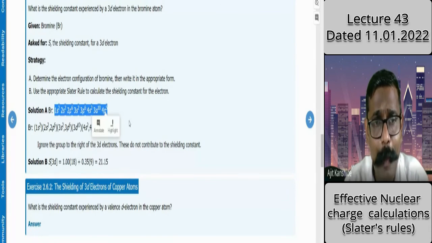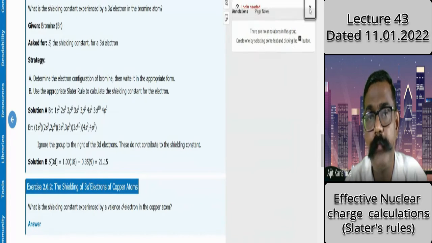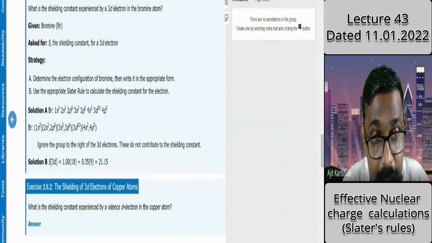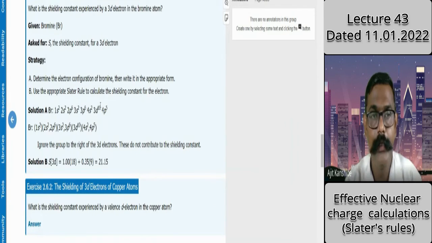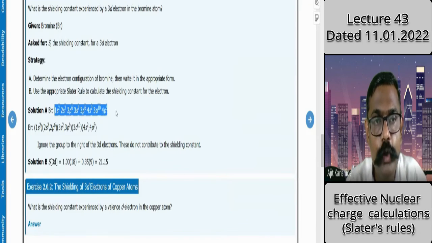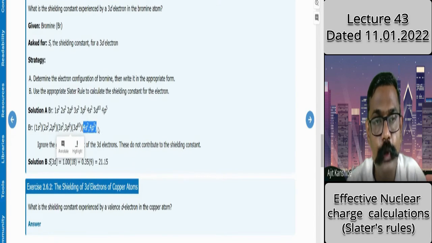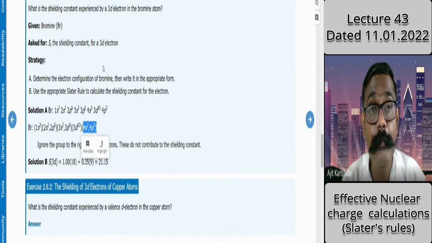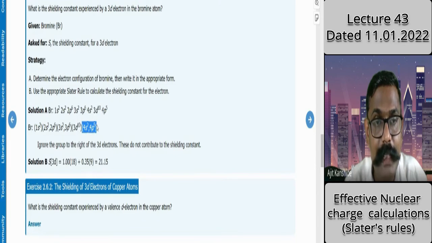I hope and expect that you know the electronic configuration. If there are problems, you can ask the question and we will have the discussion. Let me complete this point. In groups: 1s is one group, 2s and 2p the next group, 3s and 3p the next group, 3d the next group, 4s and 4p the next group. The question is about the 3d electrons.